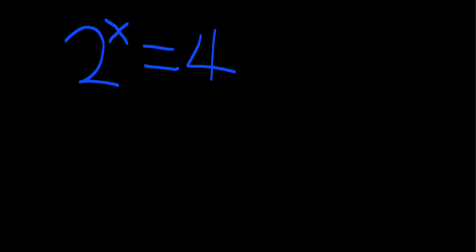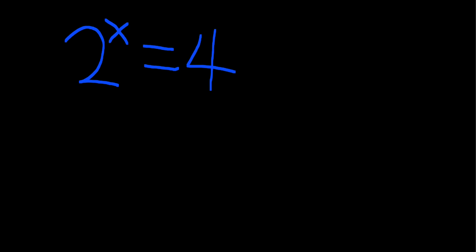For instance, 2 exponent x is equal to 4. This is an indicial equation because this equation contains a variable, which is x, and this variable is an exponent. So because of that, we say that this equation is an indicial equation. So how do we solve a problem like this?